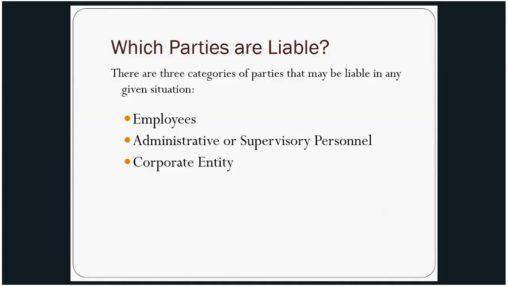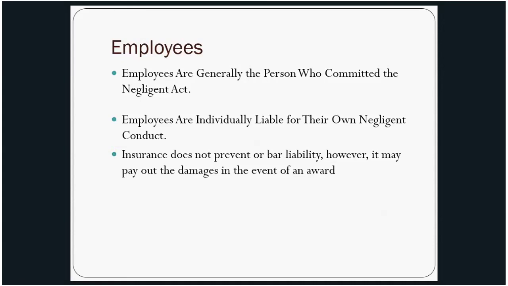What parties are liable given a situation? We'll look at employees or actors, supervisory personnel, and corporations. Employees or actors, generally the person who commits the negligent act, are individually liable for their conduct. Insurance or other types of third-party coverage doesn't prevent or bar liability. It may pay out damages, but we are liable for our actions. If we commit some sort of negligent act, we should be expected to be held liable for that conduct.